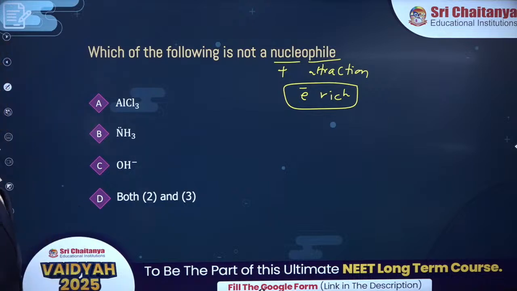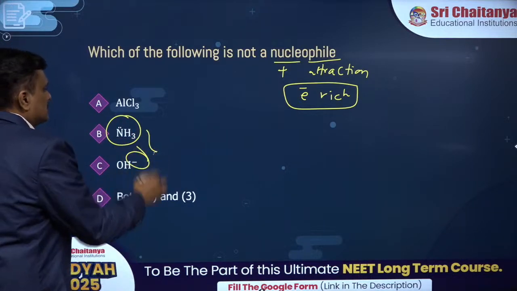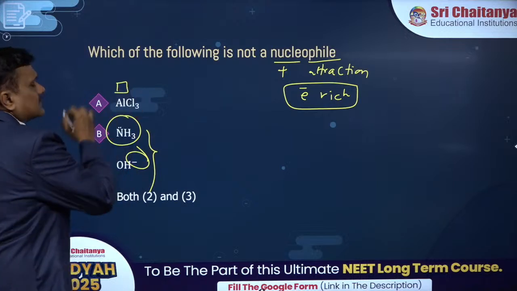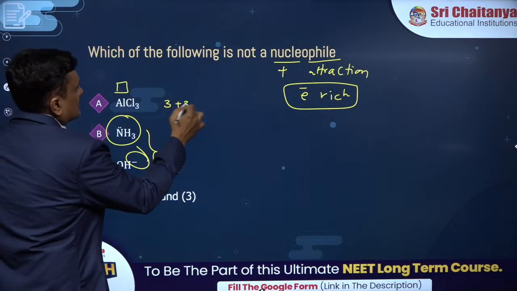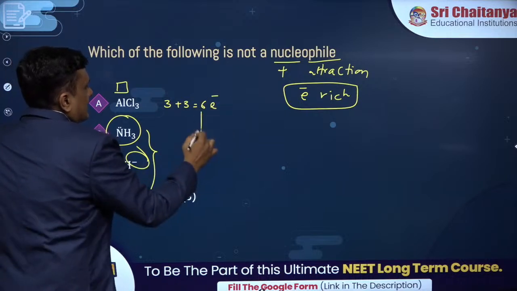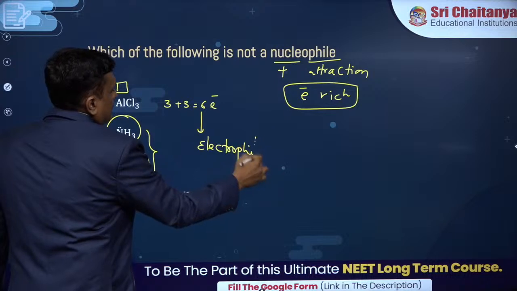Should be a nucleophile. You can see ammonia has a lone pair, OH minus has a lone pair. Both make sense, but you know AlCl3 has an empty orbital, isn't it? You know that it has only 6 electrons in the valence shell, hence is regarded as electron loving, electrophilic.